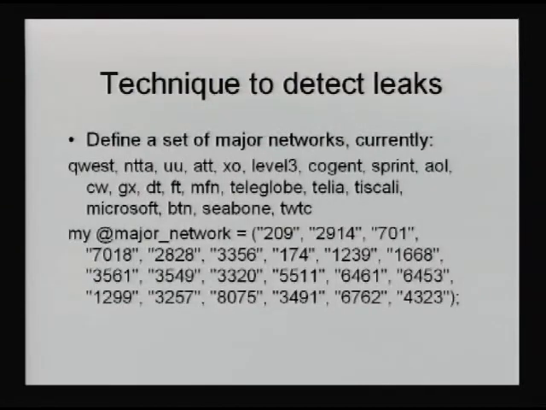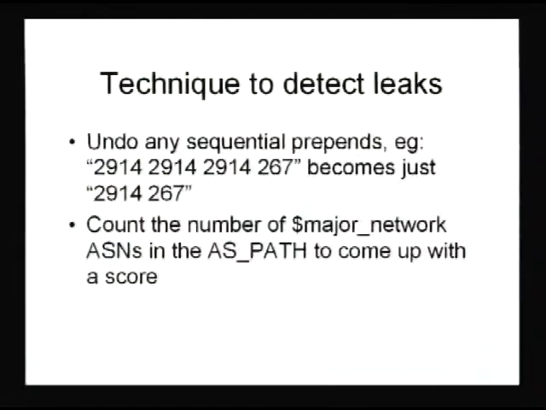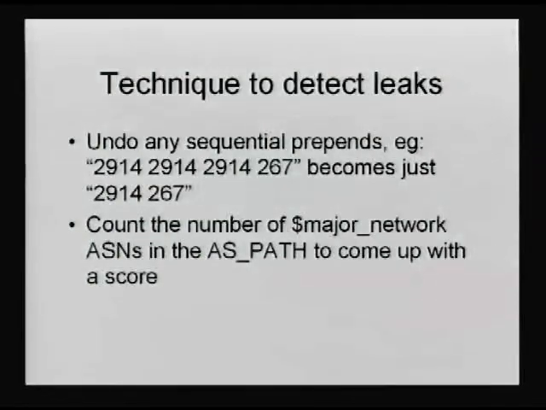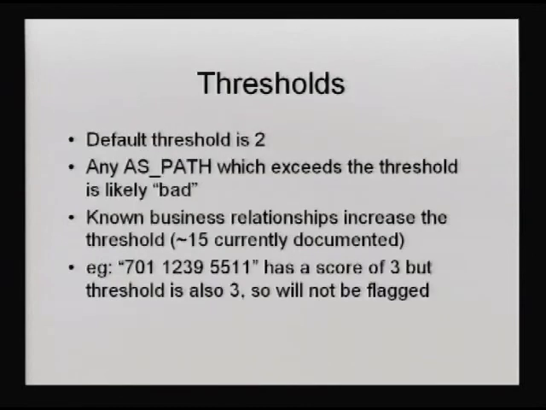You can argue whether or not they should be listed here, but it's an evolving list and it can continue to be added onto. And so what I do is I take the AS path, I undo any prepends that are in there, and then I count the number of those ASNs that are in that prior set in the AS path. So you can look at that and you come up with a score. The default score that I use in the code is 2. Anything over 2 is obviously something weird if you've got more than 2 of these major network ASNs in the path.